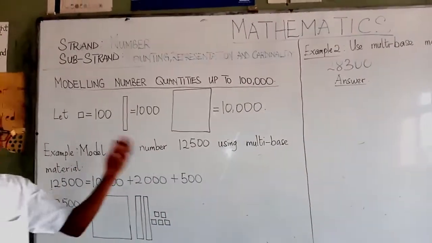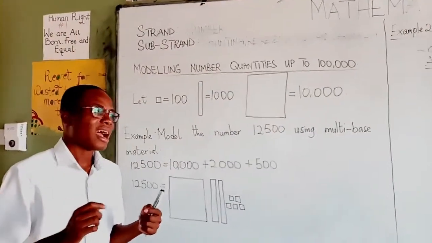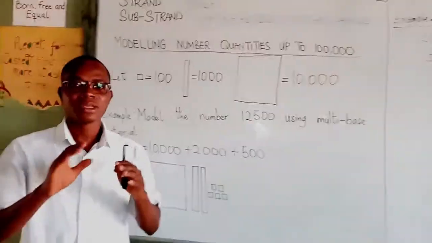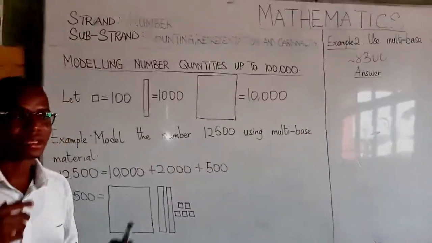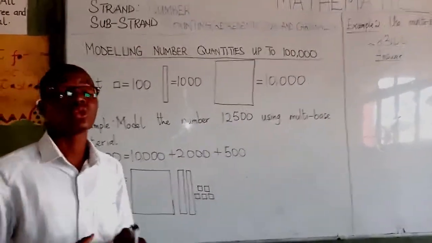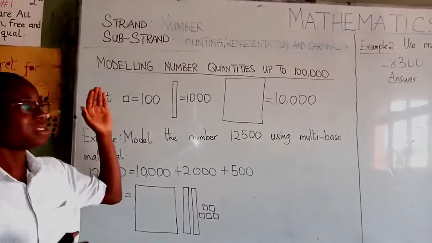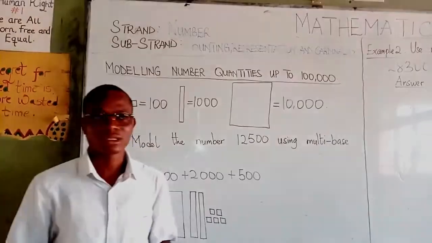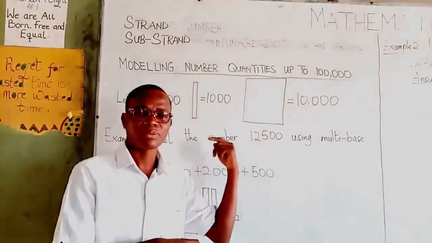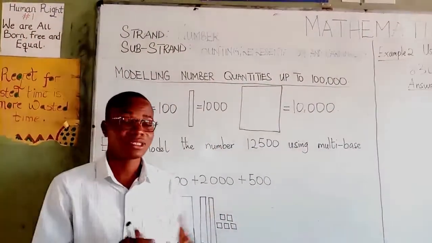Now, in your previous class, you learned about how to model numbers. I like to explain a lot of things, so in case you have any problem with any of the words I will say, you are free to contact me, so I will explain it more to you. Now, we are dealing with numbering of number quantities up to 100,000. In your previous class, that is class 4, you did up to 10,000, which is quite small, so we are trying to build up.